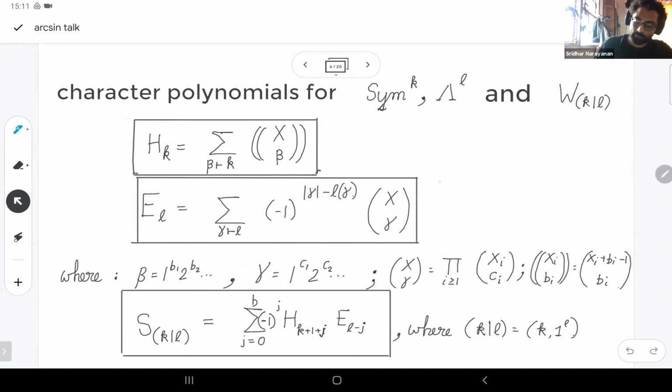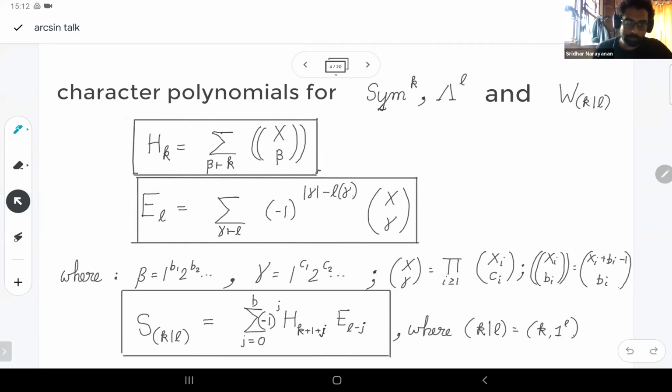So X choose gamma: if gamma can be written as 1 raised to c1, 2 raised to c2, etc., that means it has c1 parts of length 1, c2 parts of length 2, etc. Then X choose gamma is just shorthand for the product of Xi choose ci. So this is X1 choose c1 times X2 choose c2, etc.